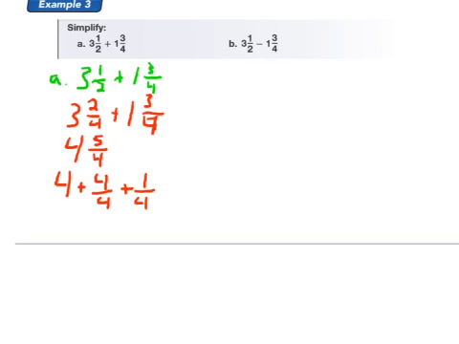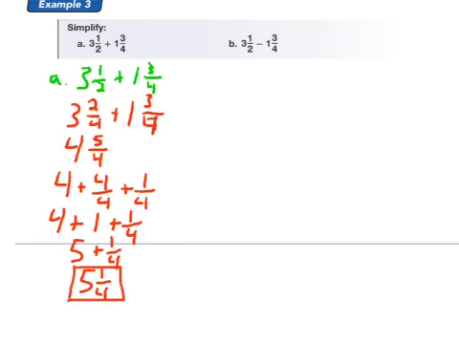Now let's think about why we would want to do that. Because when I got the same number on the top and the bottom, 4 over 4, that's the same as 1 whole. So really this is 4 plus 1 plus 1/4. Well, I can add 4 plus 1, that's 5. And then I've got plus 1/4. And 5 plus 1/4 is just 5 and 1/4. Okay, so that's method 1. You can add the big numbers, and then add the fractions, and then simplify it, if possible.